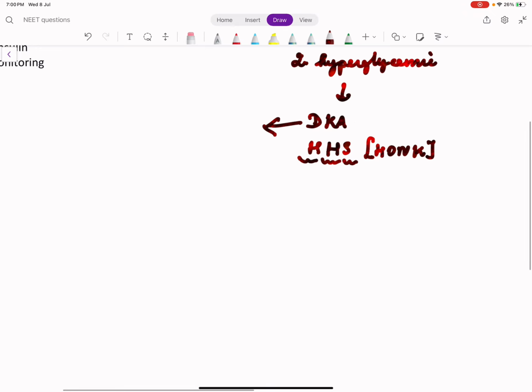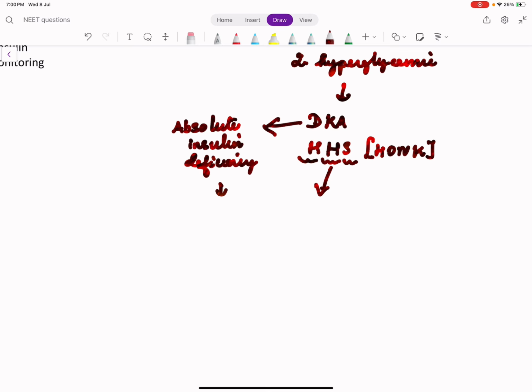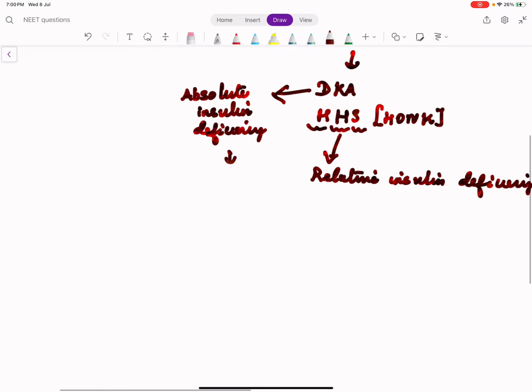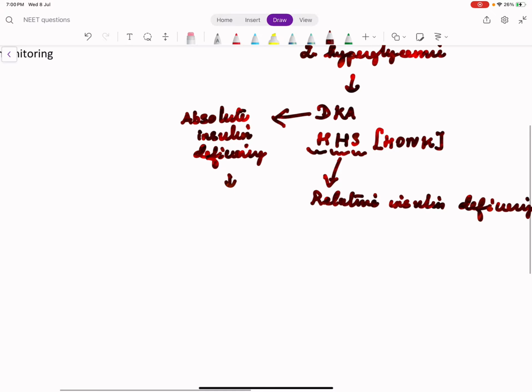What is the basic difference? DKA is an absolute insulin deficiency. When insulin is totally absent from the body, there will be acid formation or acidosis. Acidosis is more dangerous than just a hyperglycemia. In HHS, there is insulin deficiency, but it is a relative insulin deficiency. Some amount of insulin is present, so the acid formation does not occur. Even if you don't remember this one, both are treated in the same way.